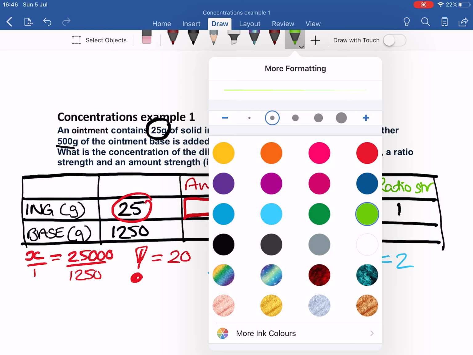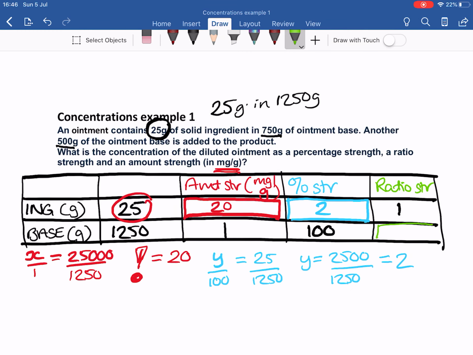Our attention now turns to the ratio strength, which is this box here. I'm going to use X again because Z, I don't like using it, looks like a 2 sometimes when you write it down. So this time I'm going to set up my proportional sets the other way round. So we're going to have X over 1 is equal to 1250 divided by 25. So X equals 50. So our ratio strength is 1 in 50.